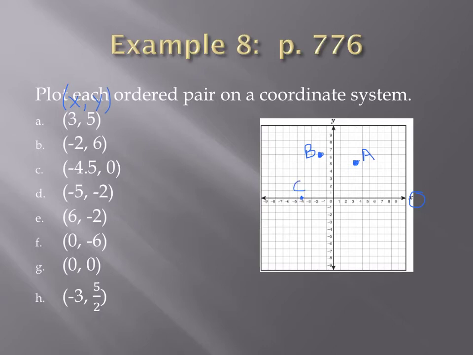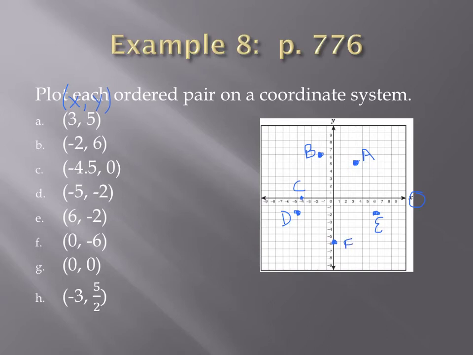-5, -2. So over to -5 on the x, down to -2, that was D. +6, -2, so now I'm going to go to the right to +6 and then still down 2, just like D. So it's going to be E. F is 0, -6, so that means that when you start at the origin, you're going to move 0 left to right, and you're just going to go straight down -6. So F is on the y-axis.